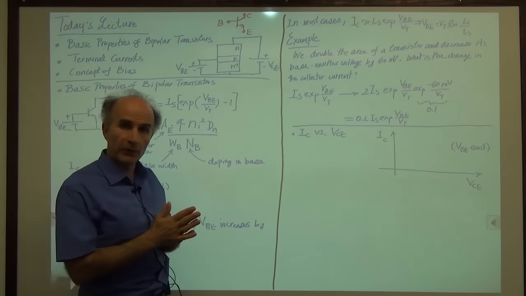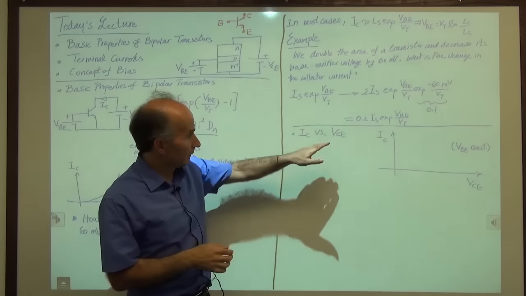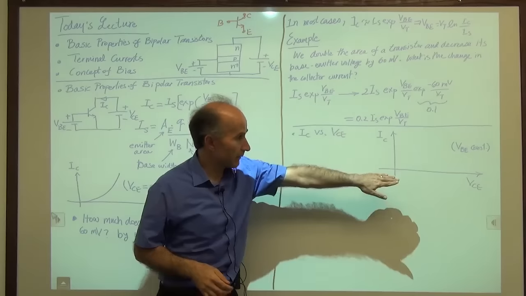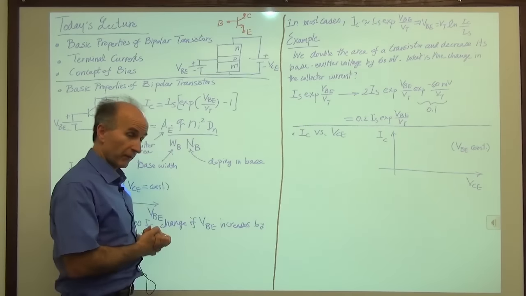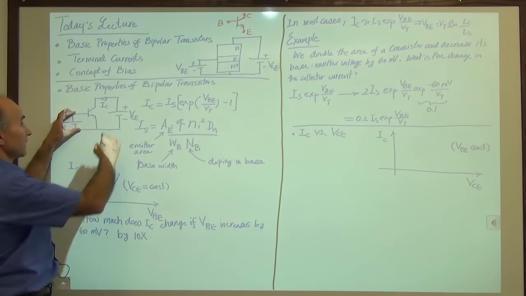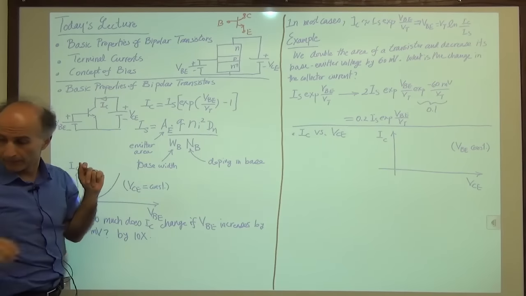All right, so what is your prediction for the behavior of IC as a function of VCE while the base emitter voltage is fixed. So this is fixed, and we're just increasing this.